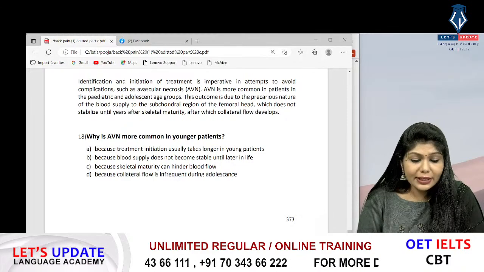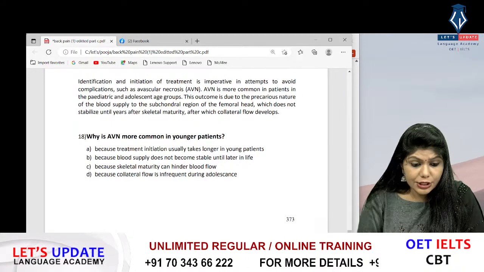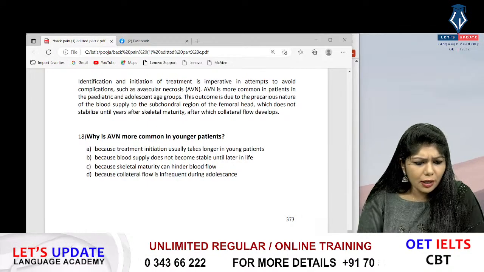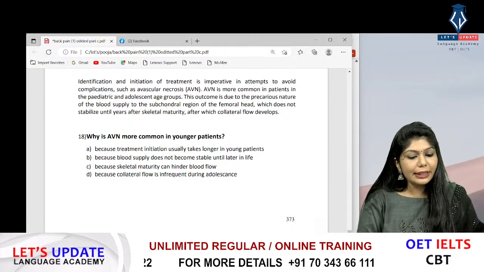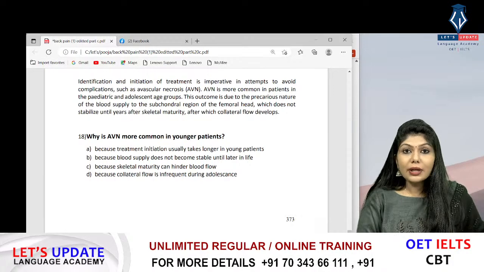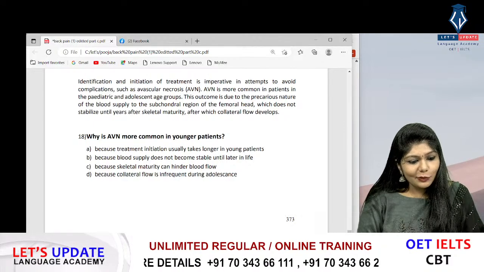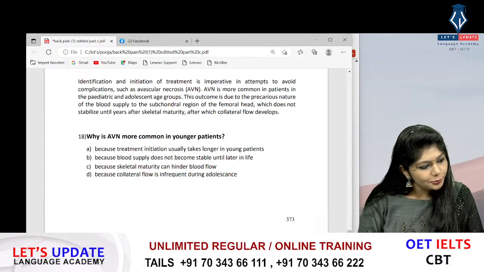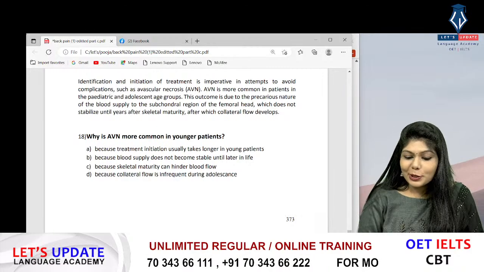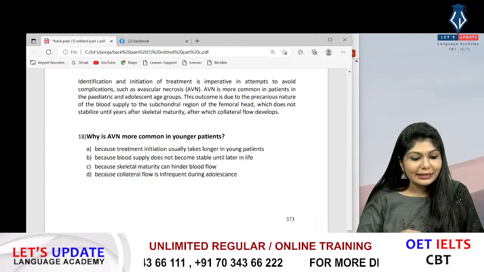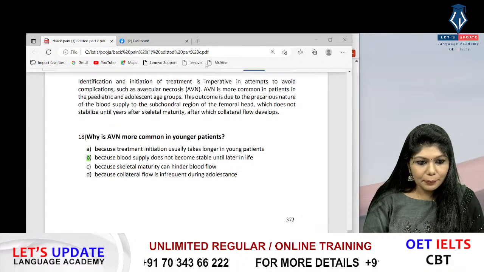And the question is, why is AVN more common in younger patients? And the options are A, because treatment initiation usually takes longer in young patients. B, because blood supply does not become stable until later in life. C, because skeletal maturity can hinder blood flow. And option D, because collateral flow is infrequent during adolescence. So that was what the options were. Let me tell you the correct answer. The correct answer is option B. So congrats to those who have answered B.